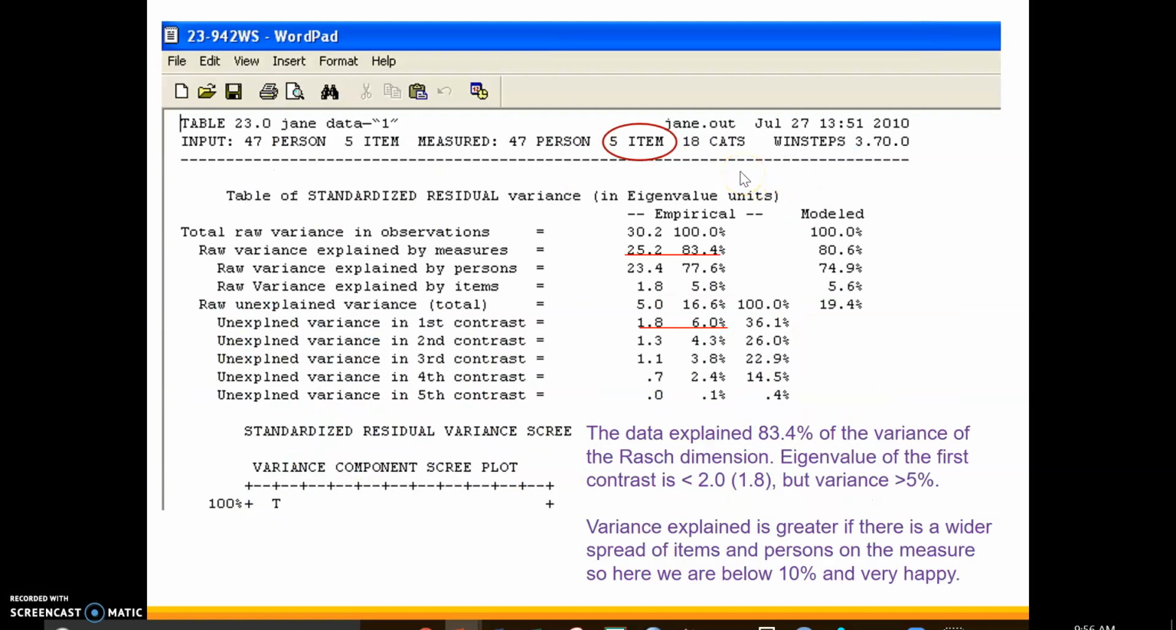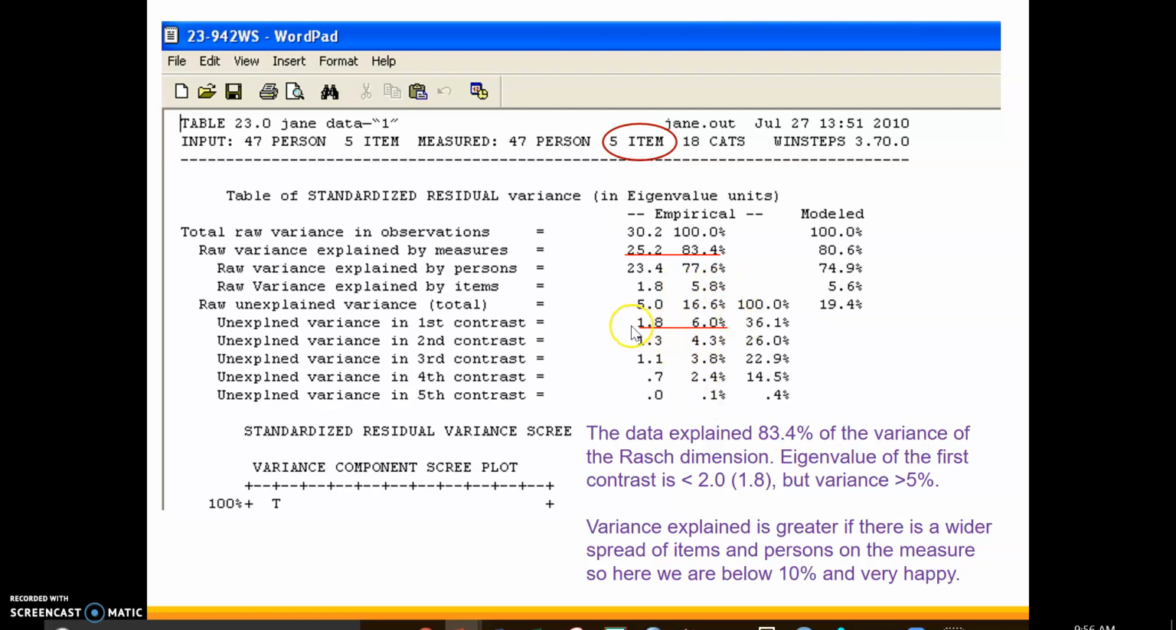Okay, so here's our full table. This is indicating that we have 5 items, so it's a small measure, but it's explaining 84% of the variance. That's huge. 77% is coming from persons, only 6% is being explained by items, which is a little concerning.